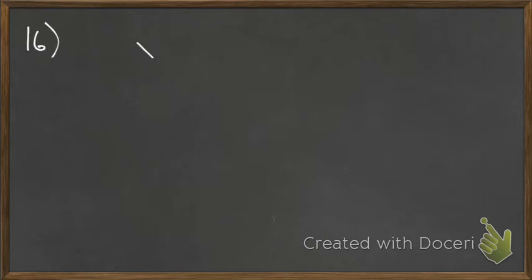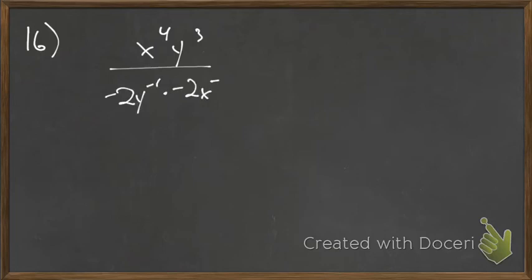16. X to the 4th y cubed over negative 2y to the negative 1 times negative 2x to the negative 3 y cubed all raised to the negative 1. So a couple things I could do. Everything gets raised to the negative 1, so the whole thing would just flip and be the same. I kind of like to do everything I can on the inside first sometimes.